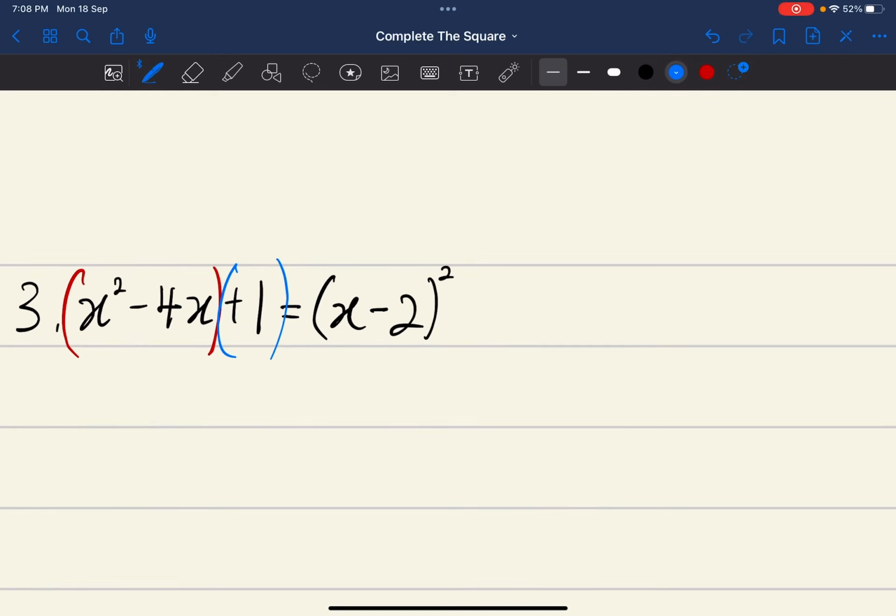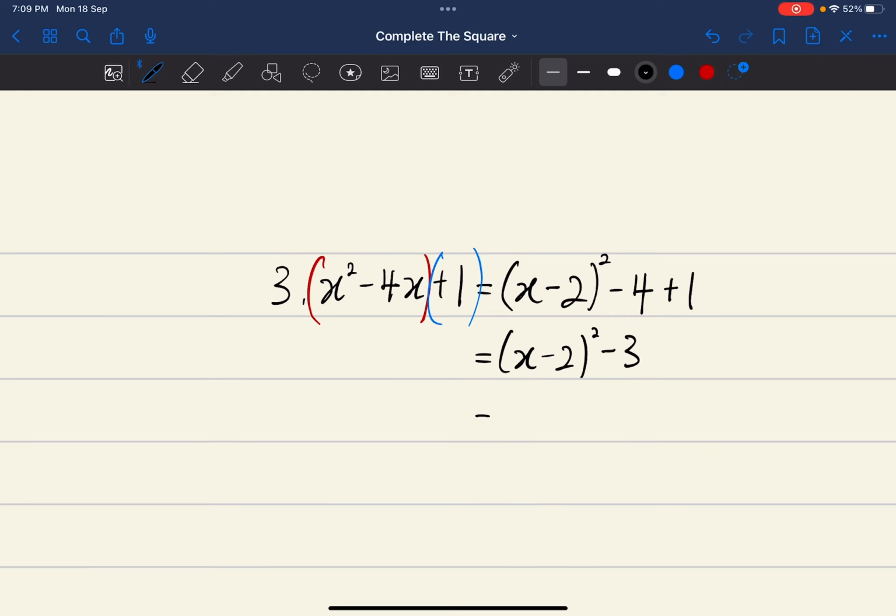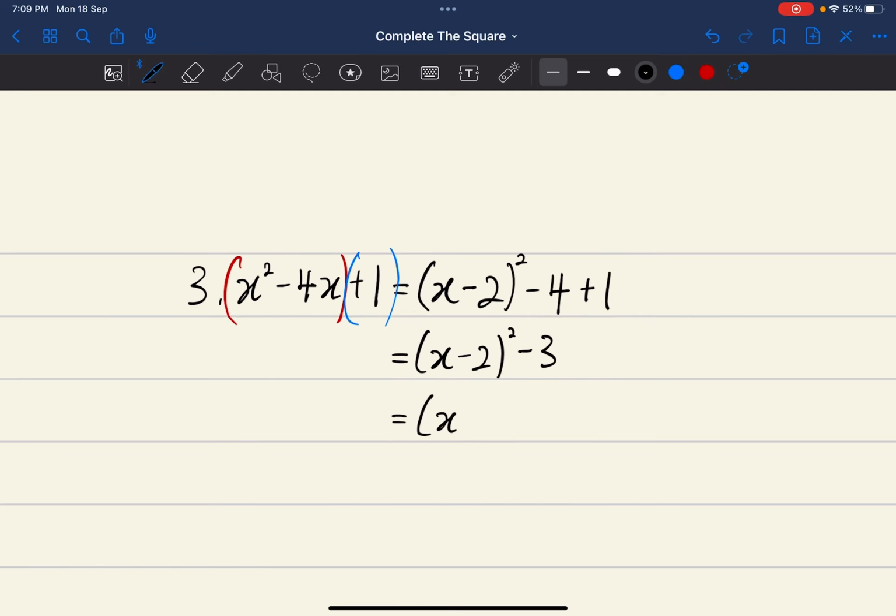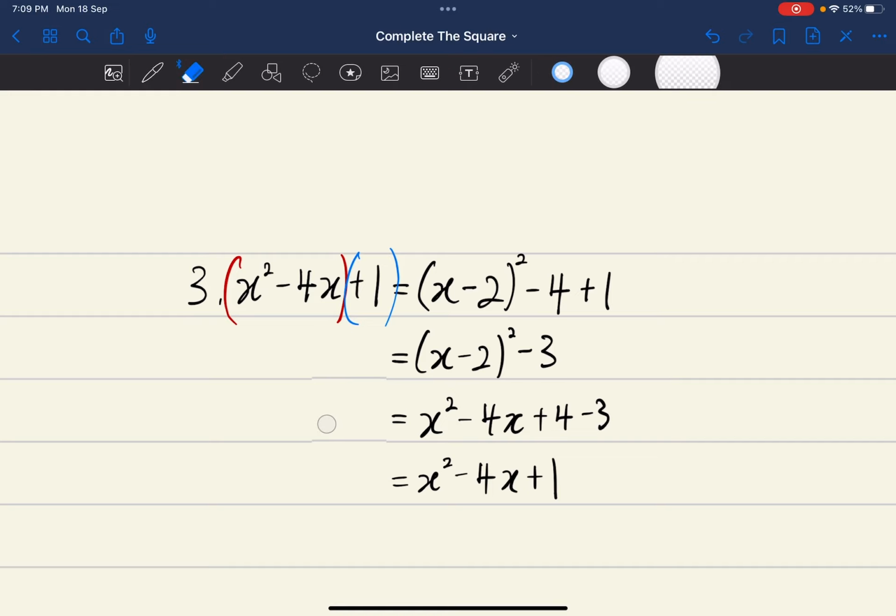Now we have to complete this section. So what is negative 2 squared multiplied by negative 1? Well, that's negative 4. So we write negative 4 plus 1. And that's it. It's going to be minus 3. Don't believe me? Open back up. So it's going to be x squared, don't need the bracket, x squared minus 4x plus 4 minus 3, which is x squared minus 4x plus 1. And it's the same equation. See? So we are correct.